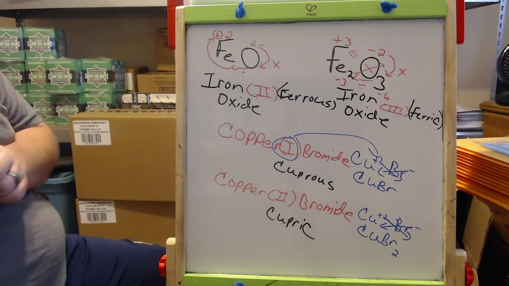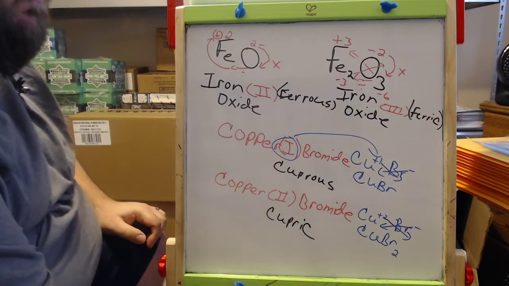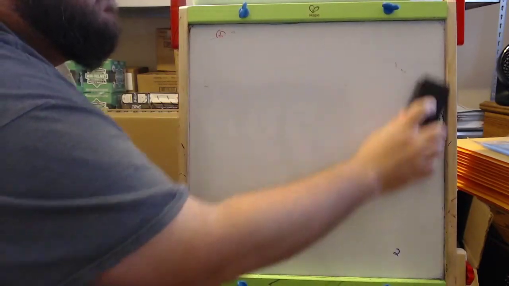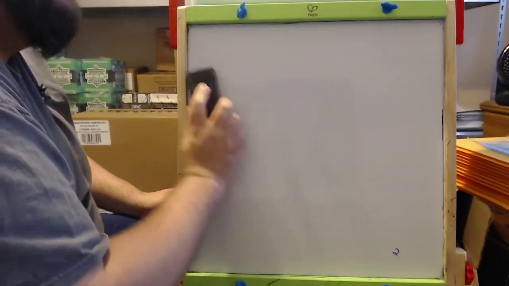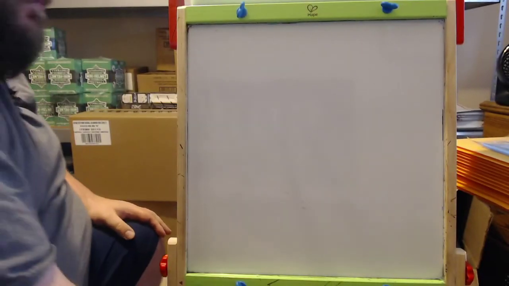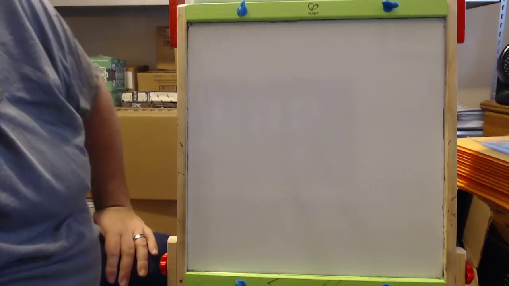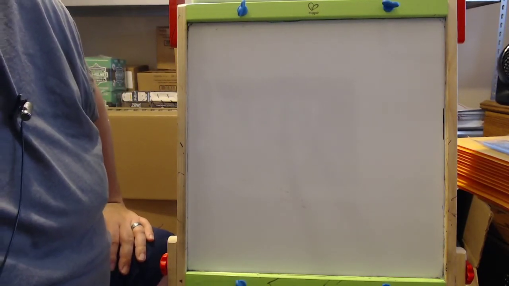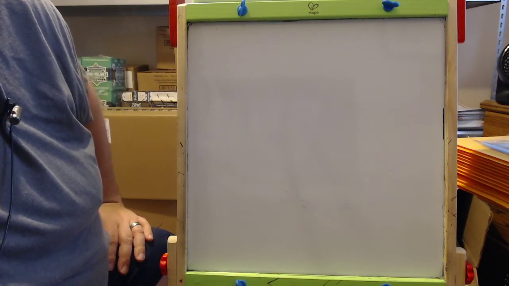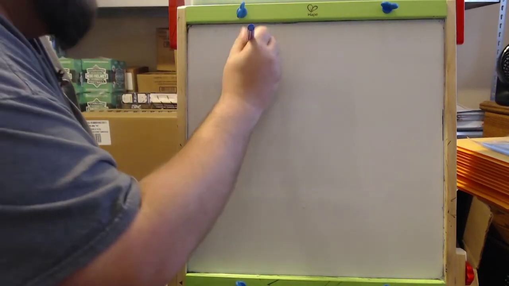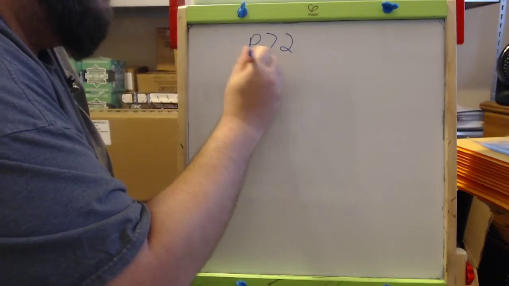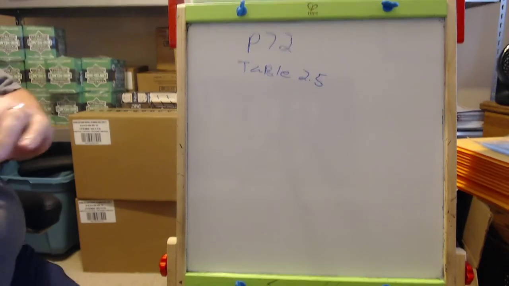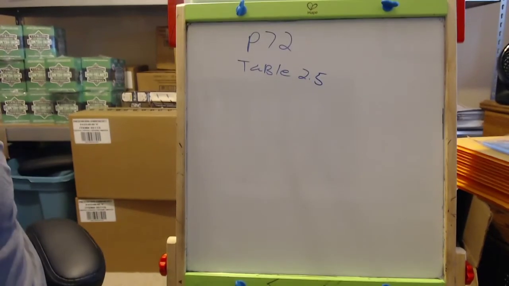Now, that's the start to naming ionic compounds. I'm going to finish this up on Monday and then start chapter 3. On Monday, there's a table of polyatomic ions. It's in the slides, and it's also on page 72. It's table 2.5. You should familiarize yourself with said table.